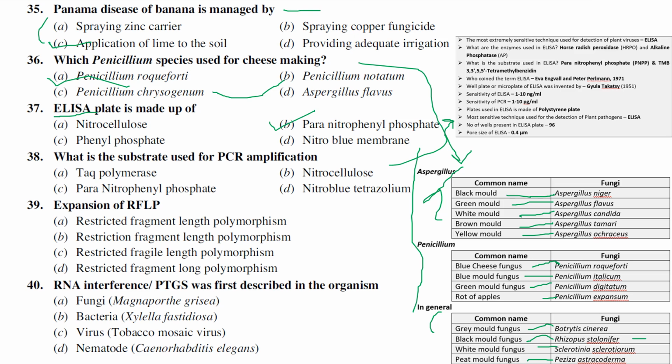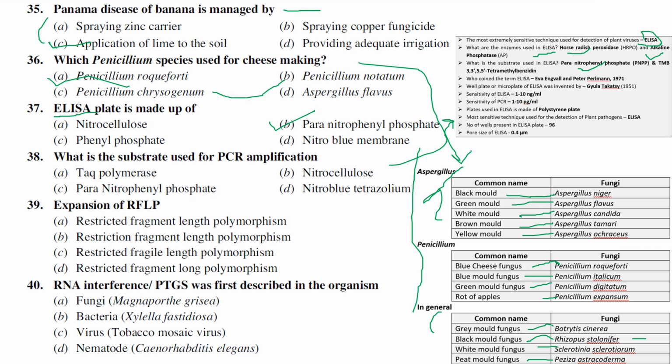The most extensively used sensitive technique for the detection of plant pathogens or plant viruses is ELISA. What is the enzyme used in ELISA? Horseradish peroxidase and alkaline phosphatase. Next one, what is the substrate used in ELISA? The substrate used in ELISA is para-nitrophenyl phosphate and TMB, tetramethylbenzidine.